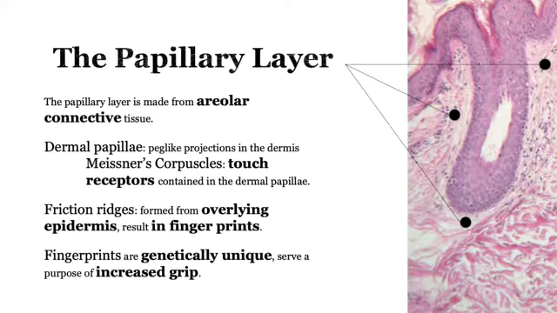which result in our fingerprints. And as we all know, fingerprints are genetically unique, and they serve a purpose of increased grip. This increased grip is an evolutionary feature of the human being because we constantly use our hands for grabbing things and the soles of our feet for running or finding food. So it's very interesting to find this genetically unique feature that we have in there.